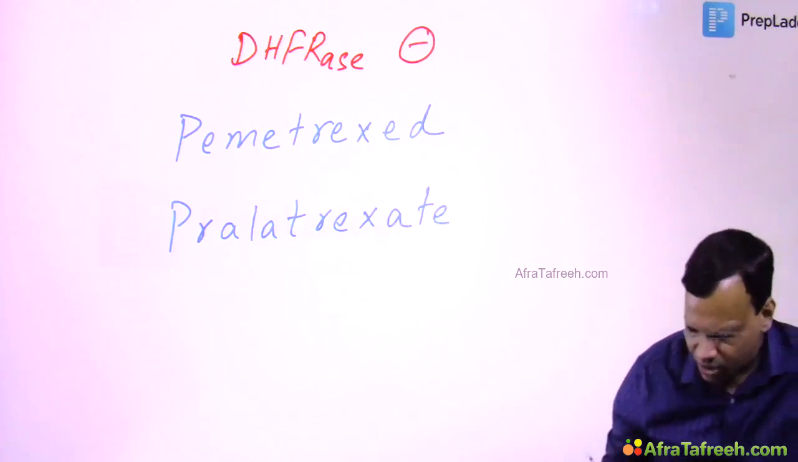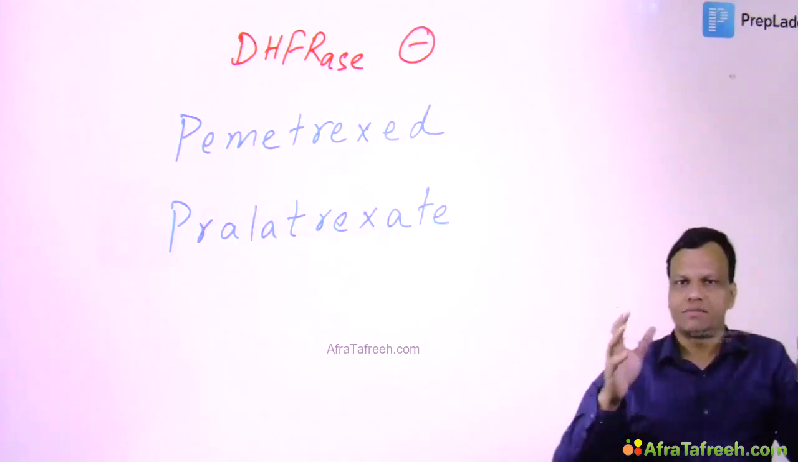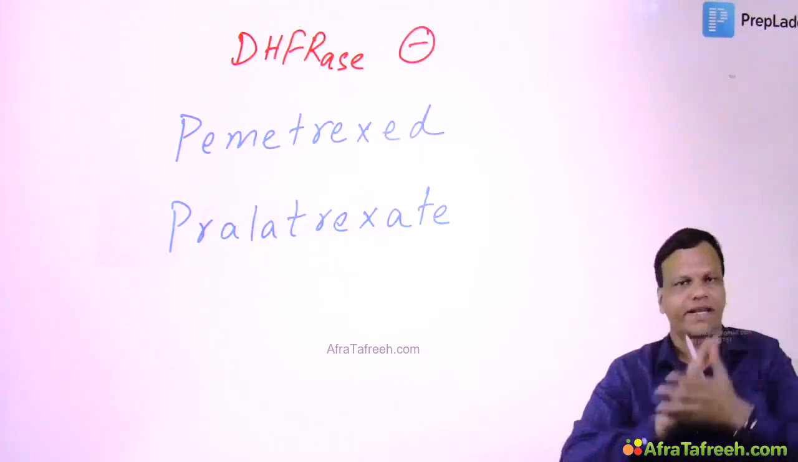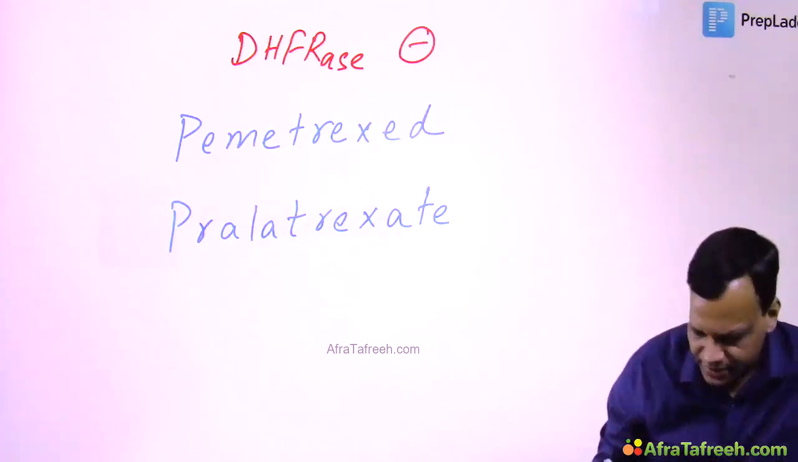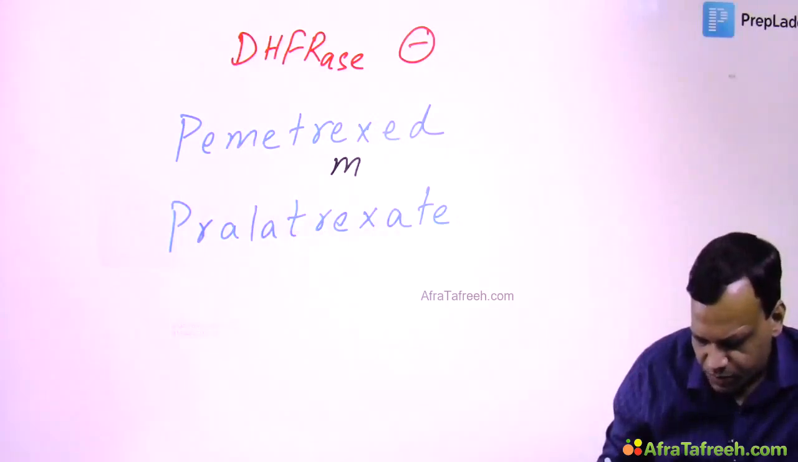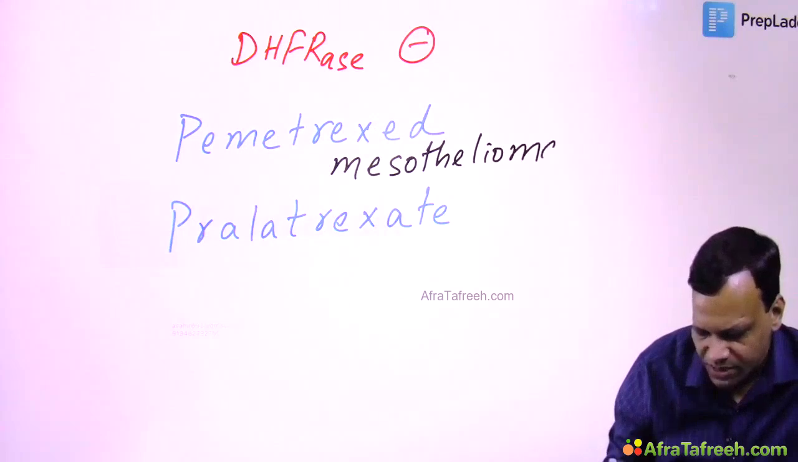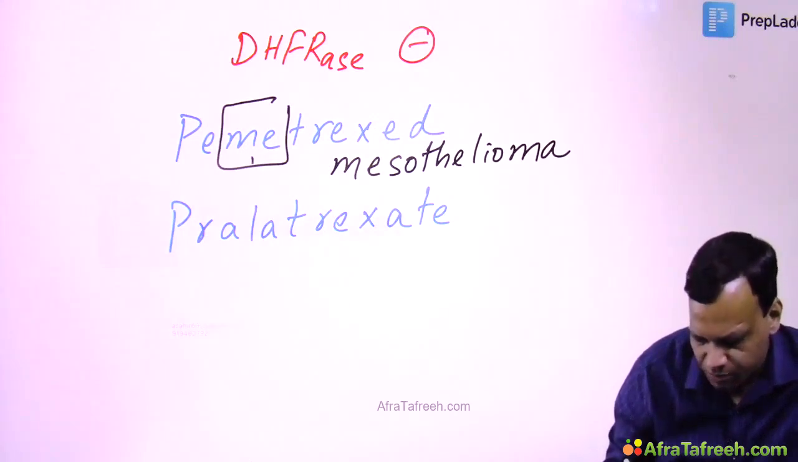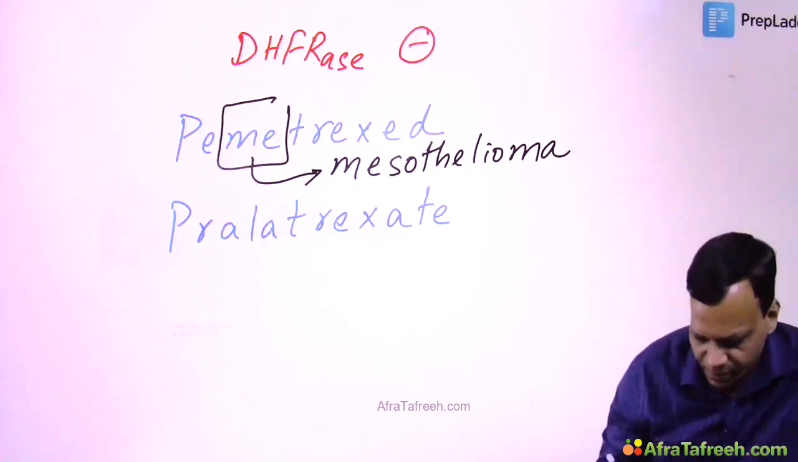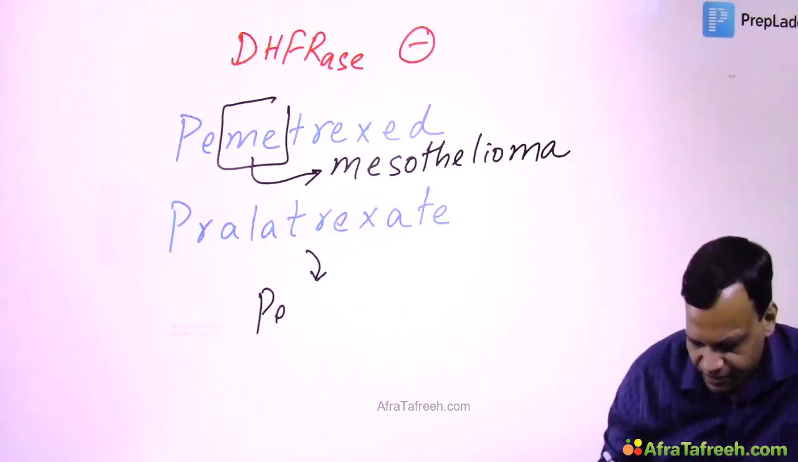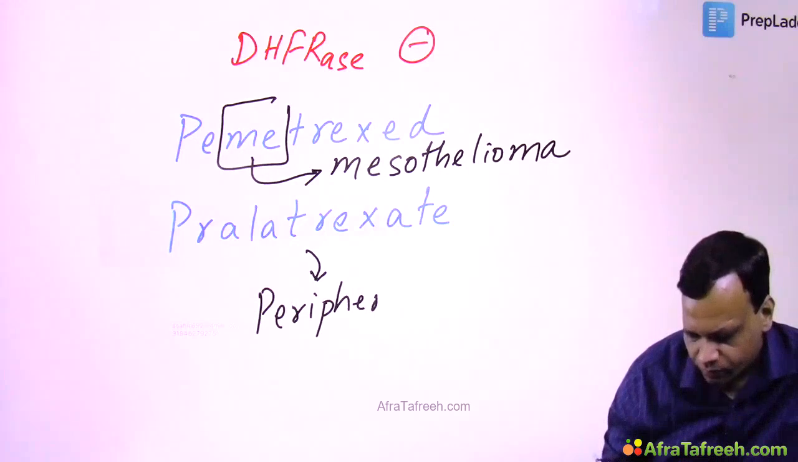So from the name you can remember: methotrexate, pemetrexate, pralatrexate. Now pemetrexate is used for treatment of mesothelioma. The name says ME for mesothelioma. Whereas pralatrexate is indicated in peripheral T cell lymphoma.